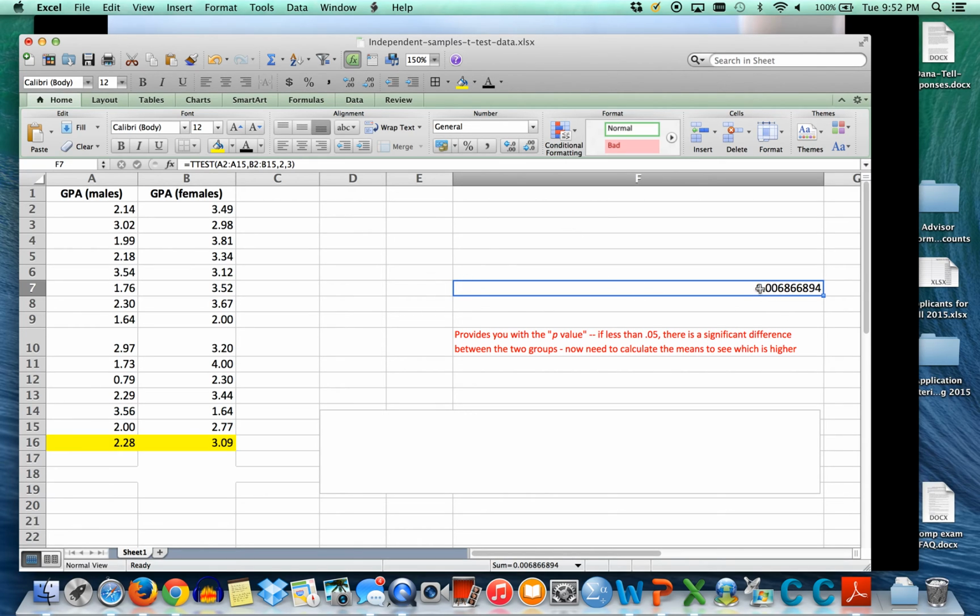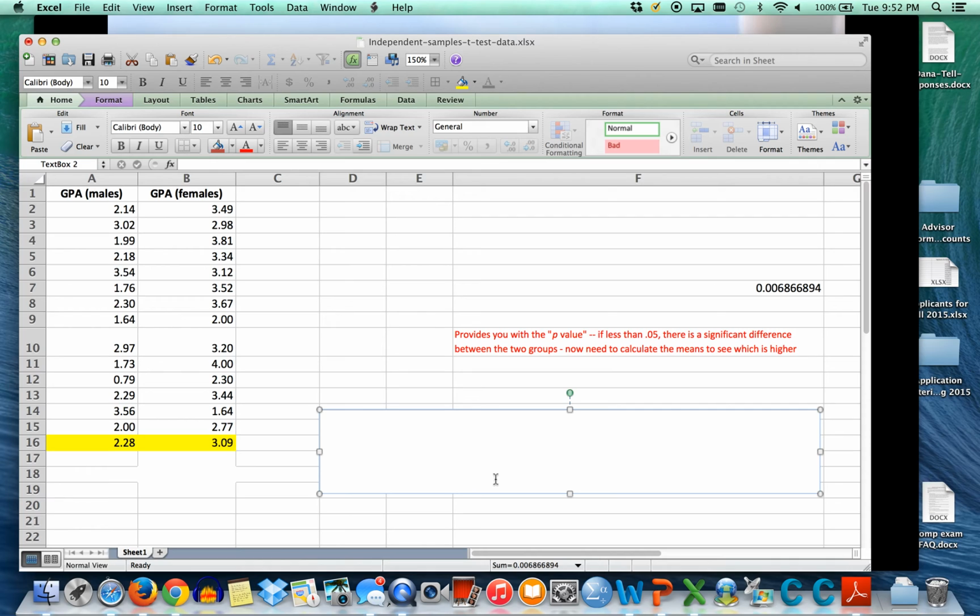So what this gives you is this p-value. So it computed the test, it compared the two means for the two different groups, males versus females, and then what this gave me are the results of the p-value for the test. If it's less than 0.05, it is significant, and since it is 0.006, then there is a statistically significant difference between the two means. And so what we would do is write that up.